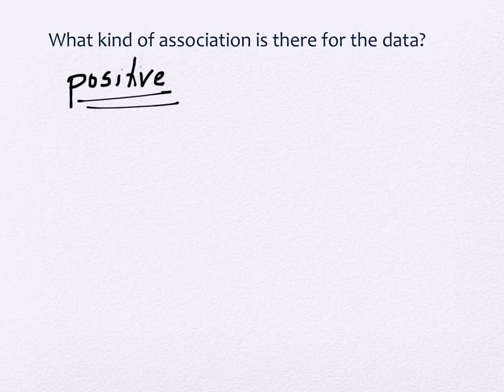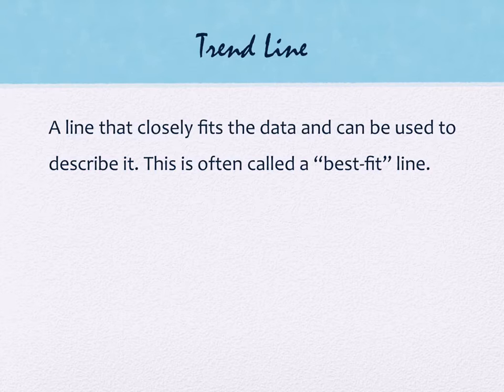Now, while we can't connect this with a line graph, we can connect things in such a fashion or give it a line. It's a trend line. So that's the next one we're going to look at, something called a trend line. A trend line is a line that closely fits the data and can be used to describe it. You will also hear the words best fit line used instead of trend line.